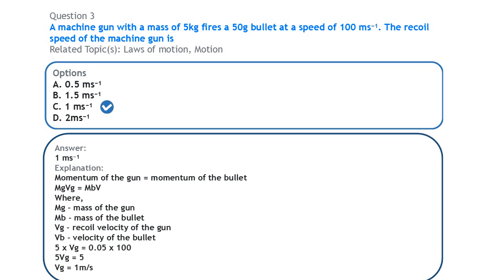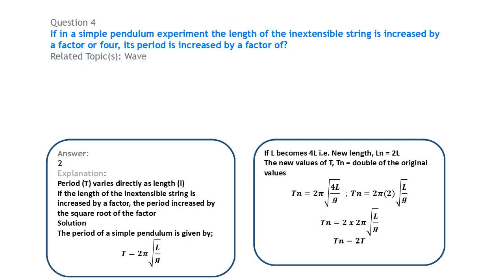Now when you multiply this, 0.05 times 100 will be 5, so this side will be 5, and then 5 times vg, that is the recoil velocity of the gun, so that's going to be 5 vg. Then dividing both sides by 5, we have the velocity of the gun equal to 1 meter per second. So that is the correct option.